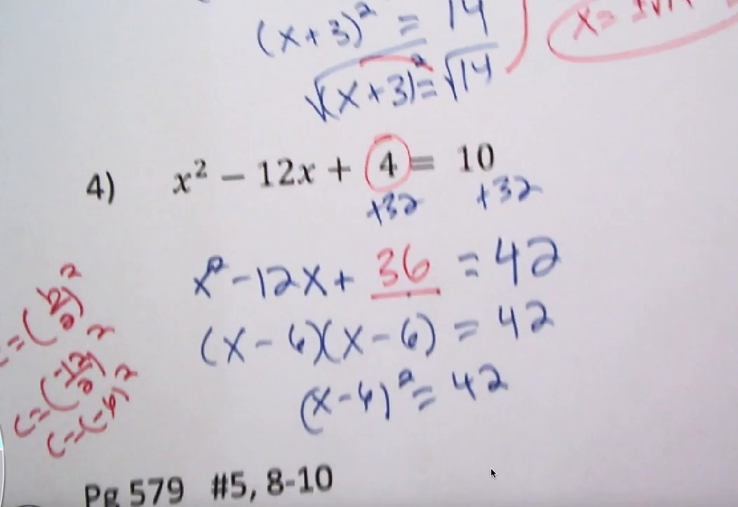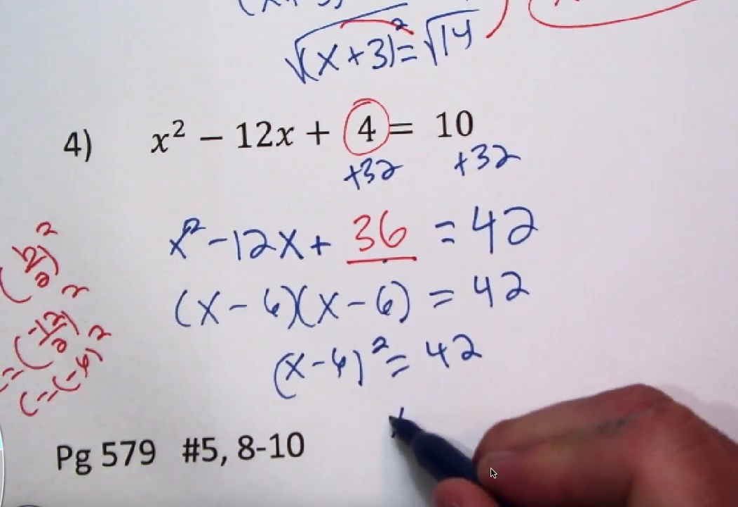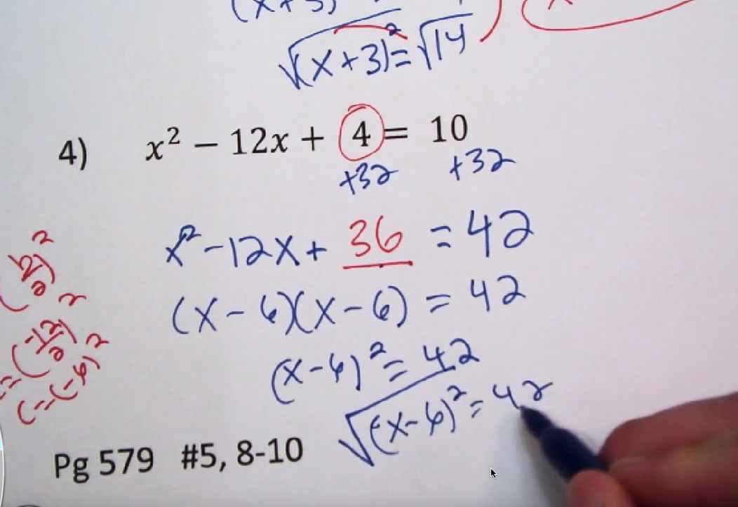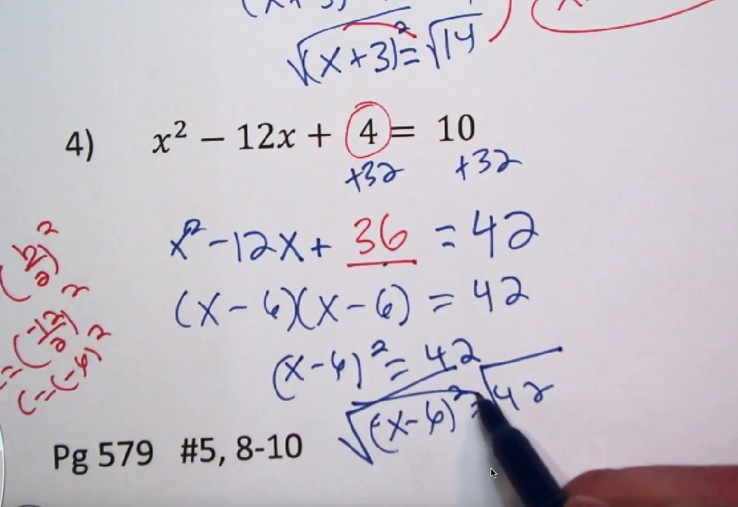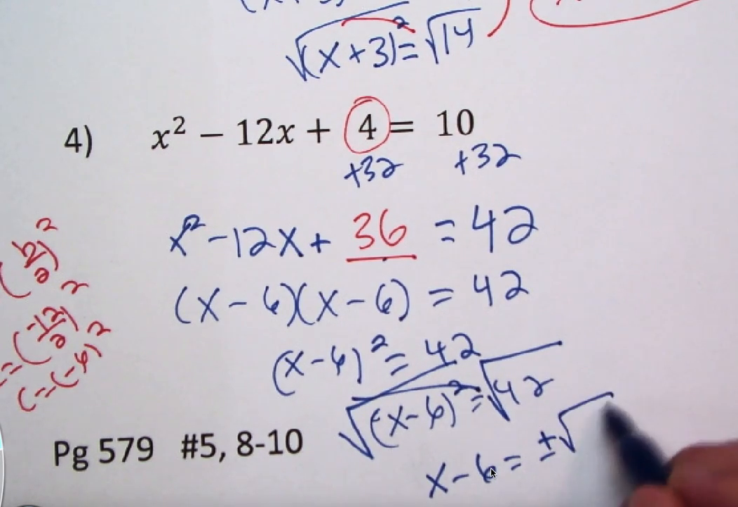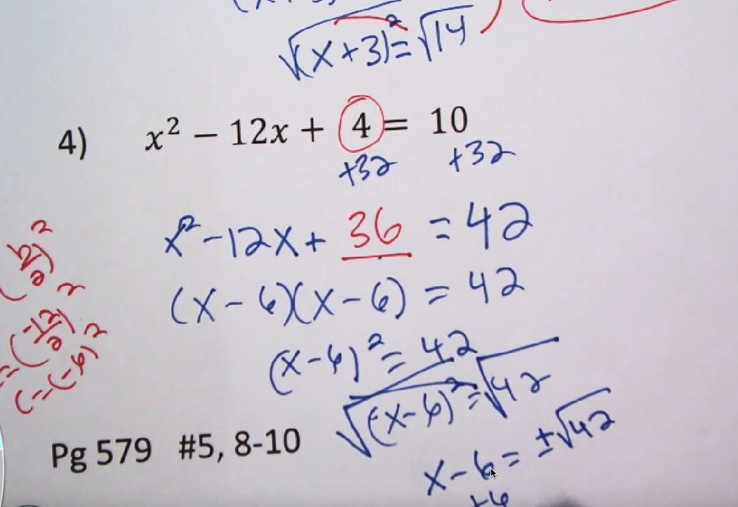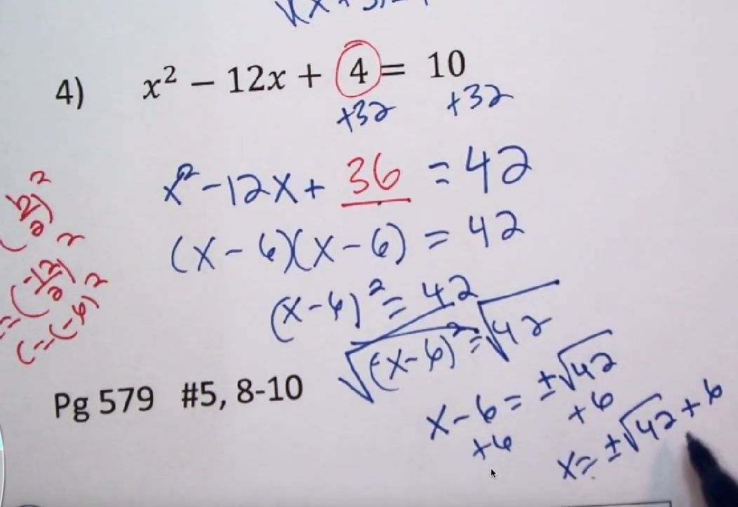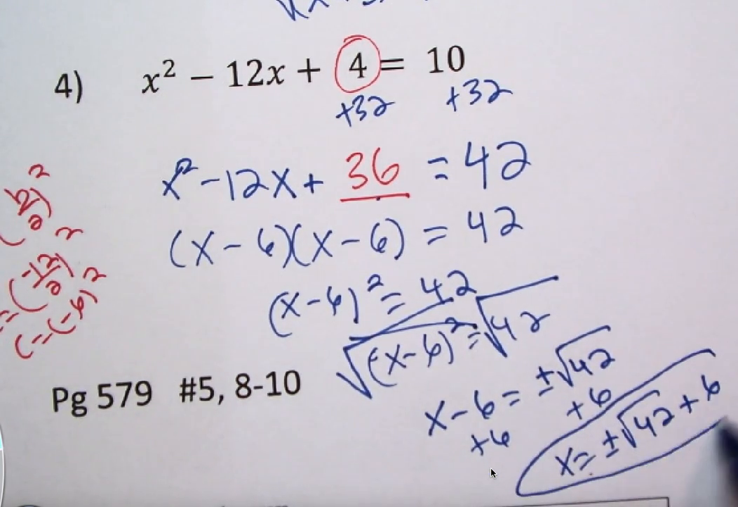And then I'll just keep going down low, you can take the square root of both sides, which cancels out this squared. So x minus 6, we're almost there, equals plus or minus the square root of 42. Add 6, add 6. You get x equals positive or negative square root of 42 plus 6. So those are our two answers to that equation.